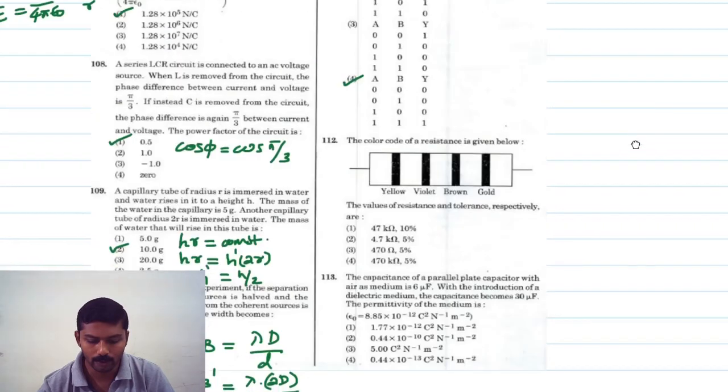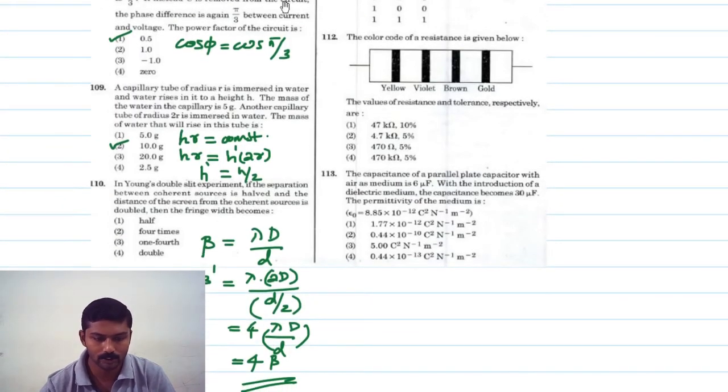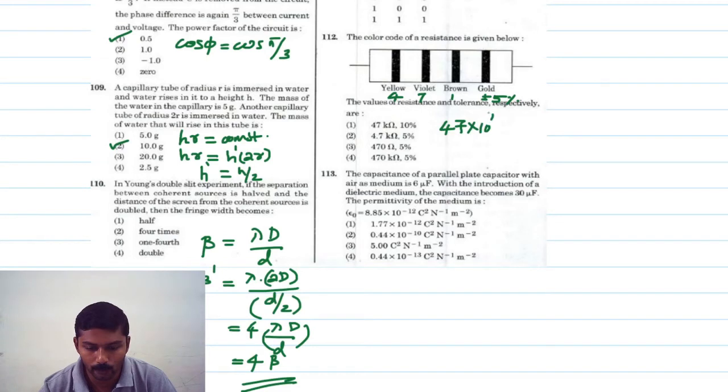Okay, now we have the color code question. It's also a very simple question. Yellow color, violet color, brown color is for a multiplicative factor. Yellow has the number 4, violet has the value 7, brown has 1, and orange has plus or minus 5%. So it is 47 into 10 to the power 1, plus or minus 5%. What is the answer? 470 ohm plus or minus 5%. That is, the third option is the right answer.